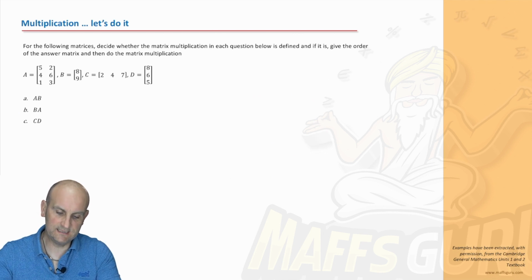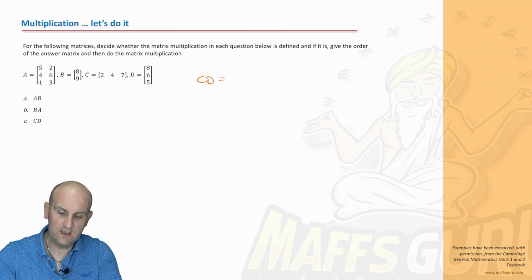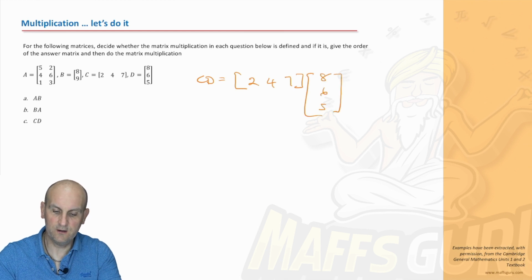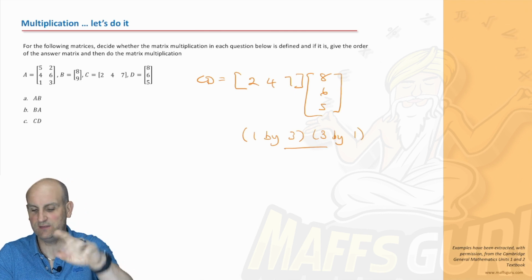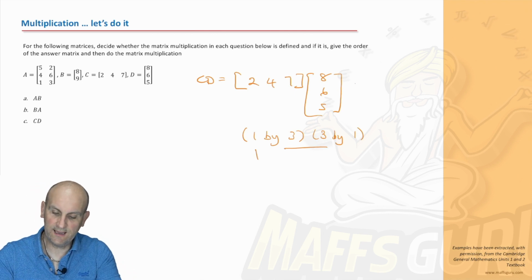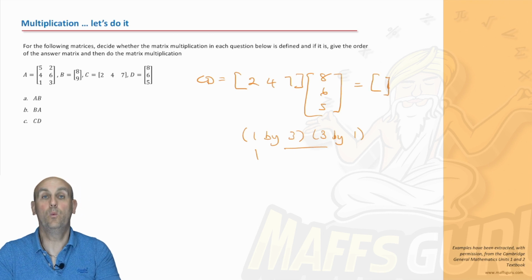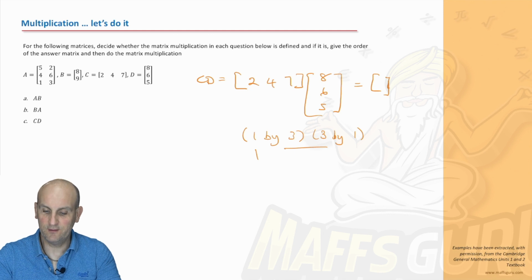C times D. All right, so we'll do C, D, which is going to give me, C is 2, 4, 7, times D, which is 8, 6, and 5. All right, so what is this? How many rows? 1 by 3, 3 by 1. Are the middle numbers the same? They are. Ka-ching, thank you very much. Which means we're going to end up with, actually, in this situation, just a 1 by 1 matrix. Why? Well, because this is just going to have C, D, 1, 1.